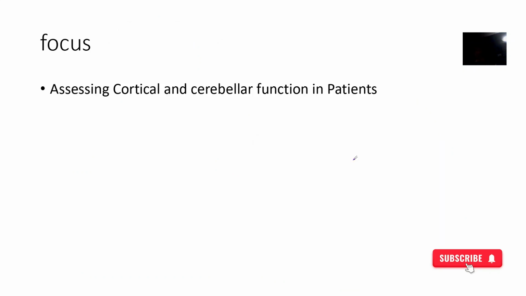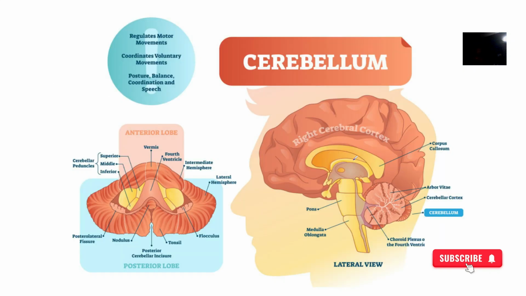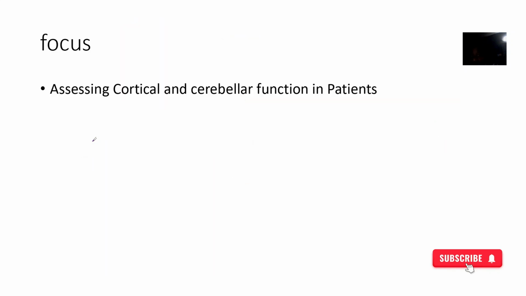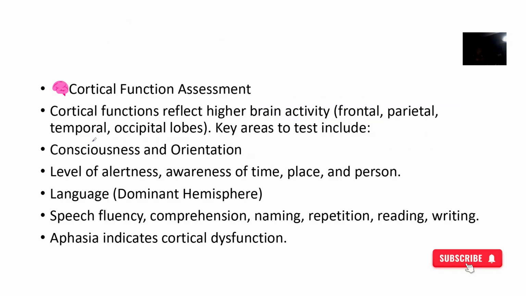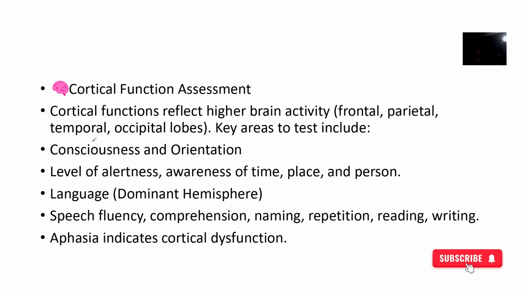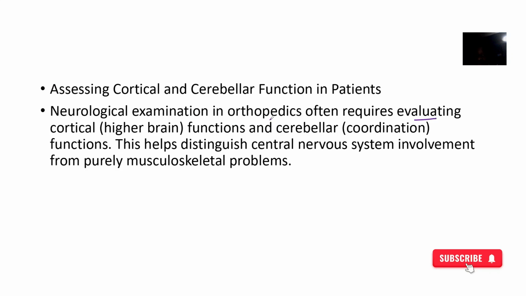So under each aspect, you look at what you're actually looking at. It's actually under neurology in orthopedics, and it often requires evaluating cortical, that's higher brain functions, and cerebellar, that's basically coordination functions. So starting with the cortical, which is higher brain functions, you're trying to reflect on the higher brain activity, how the frontal lobe is working, how the parietal lobe is working, how the temporal lobe is working.